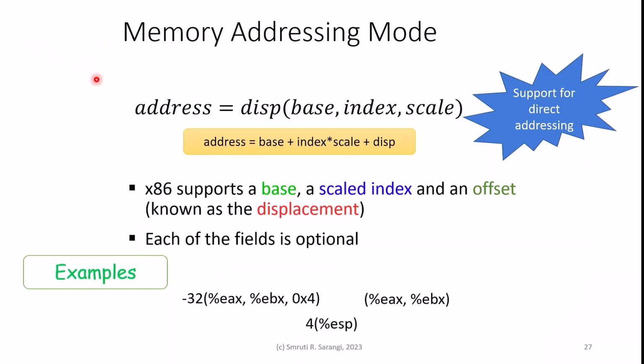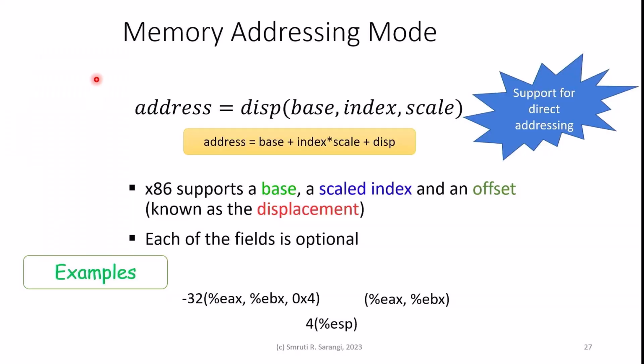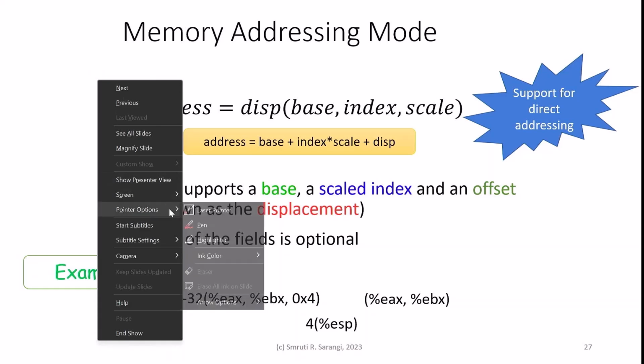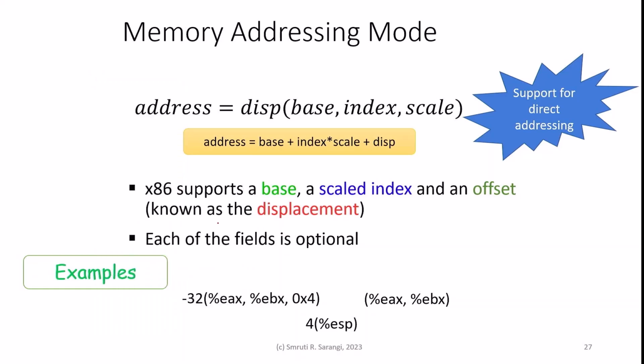So we will start with a discussion of x86's memory addressing mode. And the addressing mode of x86 is not very straightforward. After all, it's a CISC instruction set. So the standard format is that there is a base register. In addition, it also takes an index register.